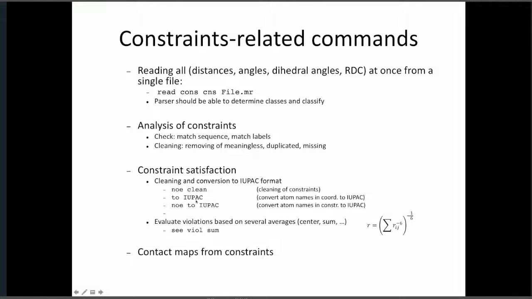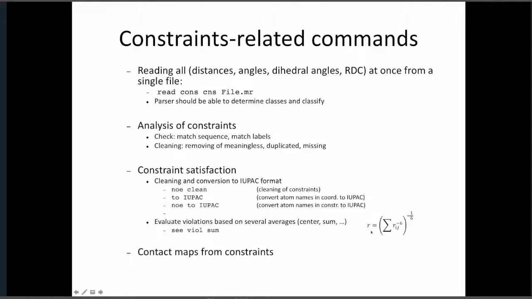Then, in order to avoid mistakes, that I can show you later with some commands on the screen that I prepared for you, we convert everything, coordinates and all the NOE, to IUPAC atom labels, just to avoid conflicting names. And then the command to calculate the satisfaction will be: we want to see the violations of the restraints applying the sum average.